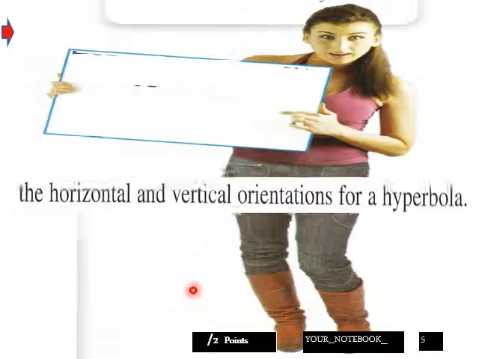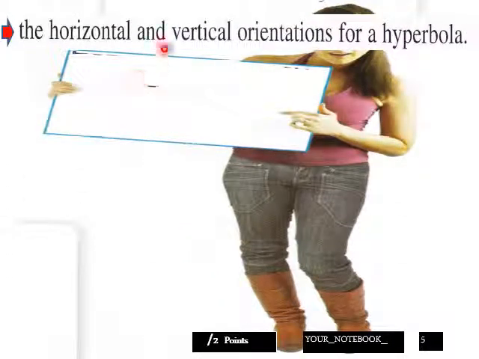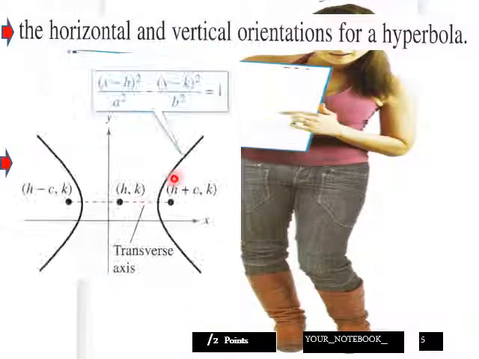Now the horizontal and vertical orientations for a hyperbola, continued. In this situation, we have x minus h squared over a squared. Here is a horizontal axis. Our a squared is underneath our x minus h squared, so our transverse axis would be horizontal.